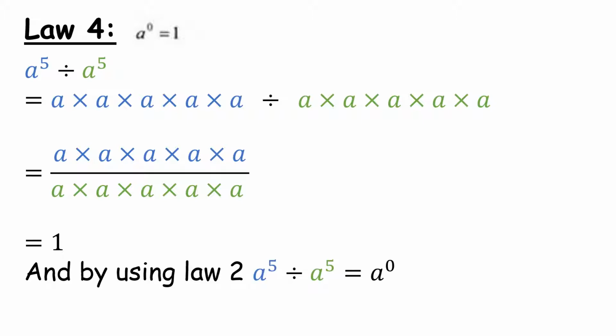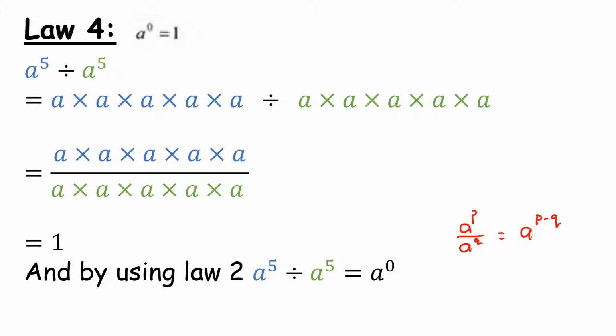If I was to use law 2 to do that, a to the power of 5 divided by a to the power of 5, I will get a to the power of 0. So just remember, law 2 was a to the power of p divided by a to the power of q is equal to a to the power of p minus q. So to divide, we would subtract our powers.